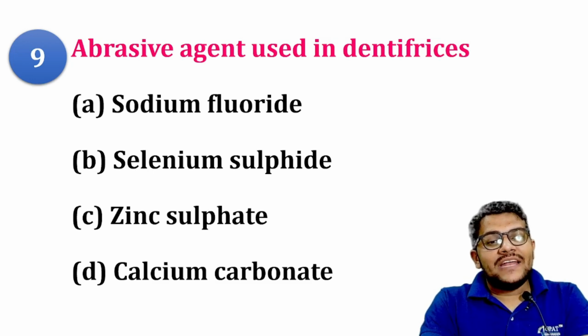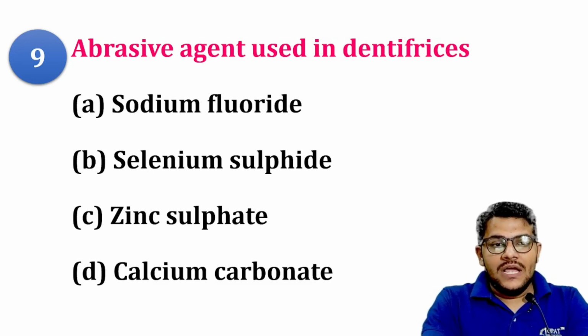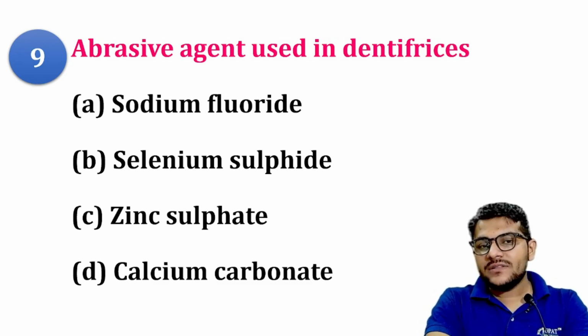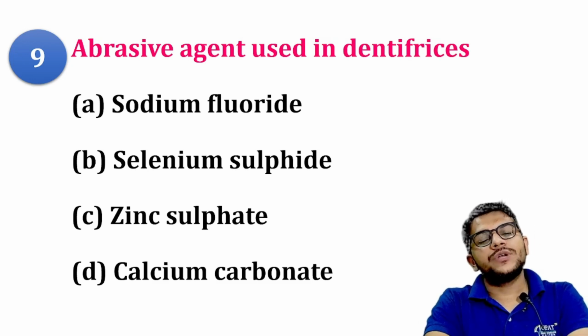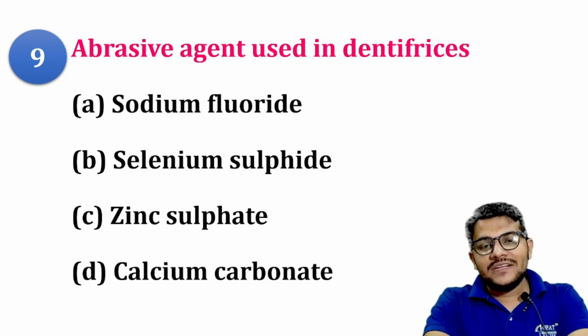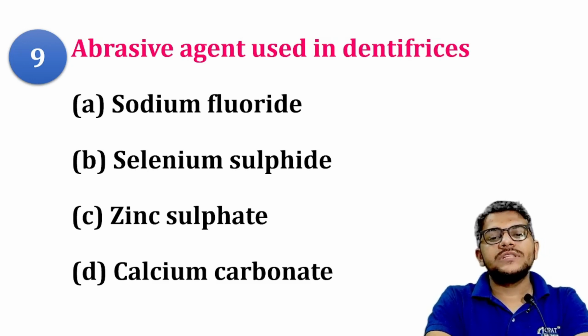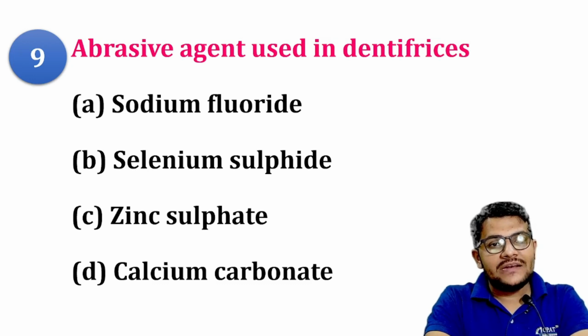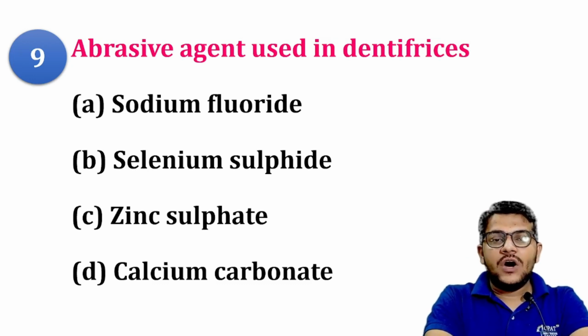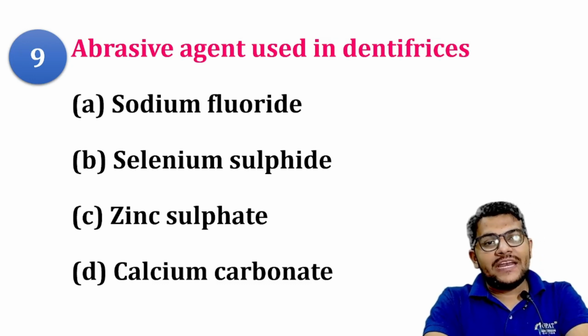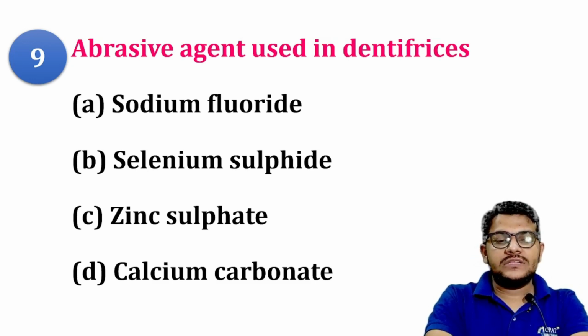Abrasive agent that is used in dentifrices. We had discussed the anticaries agents, that is sodium fluoride and stannous fluoride. After that we have dentifrices, or we can say abrasive agents that are used in dentifrices. Dentifrices are products that are used to clean, polish, and get rid of deposits from the cavity of your tooth.